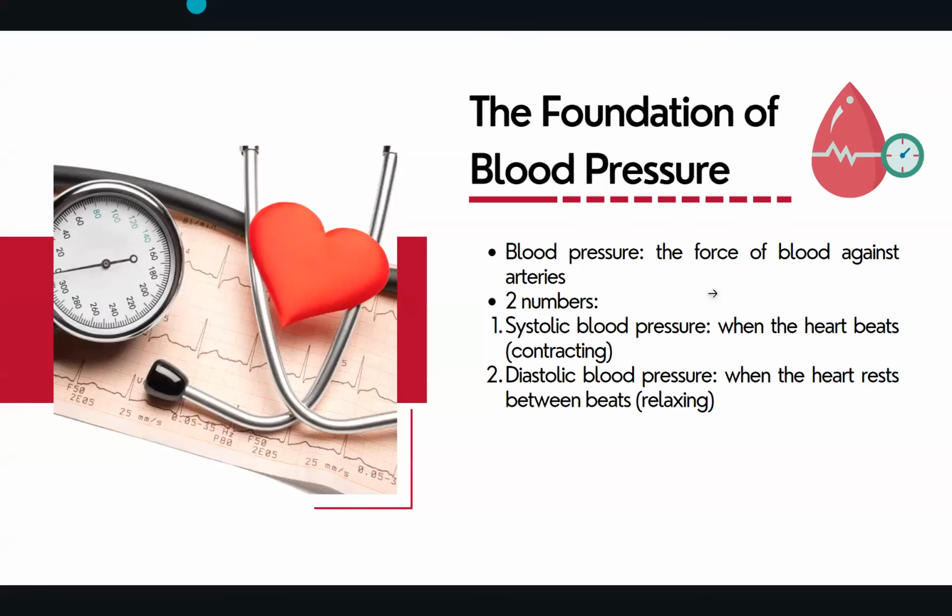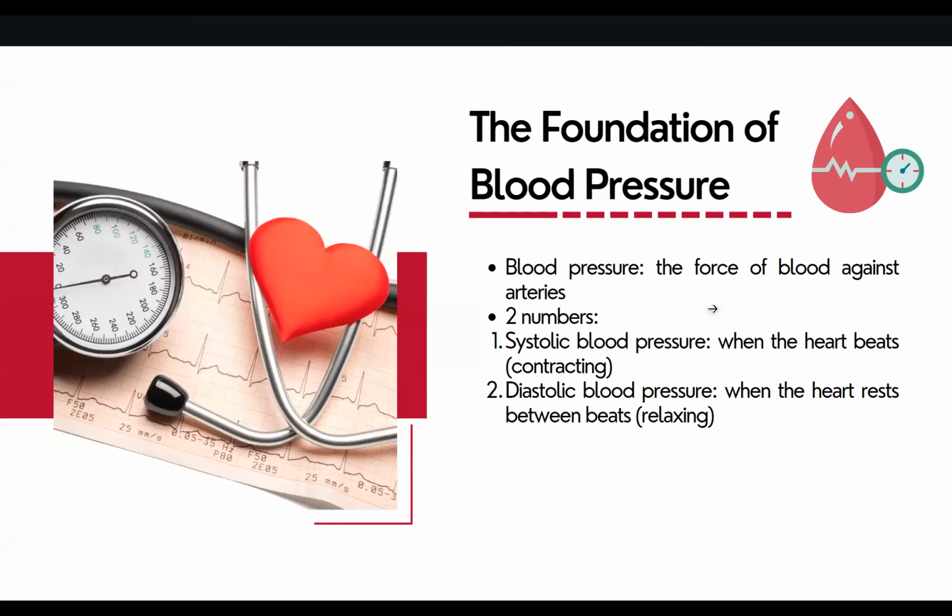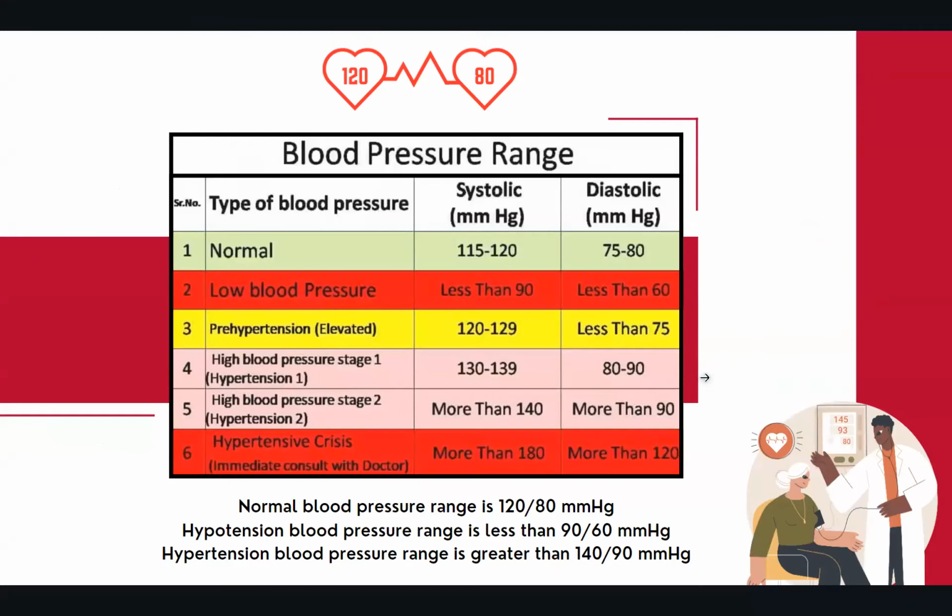Next, I'm going to explain the foundation of blood pressure. Blood pressure is the force of blood against the artery's wall and is detected in two numbers. The first one is the systolic blood pressure, when the heart beats or the heart muscle is contracting, and the second one is the diastolic blood pressure, when the heart rests between beats or when the heart muscle is relaxing.